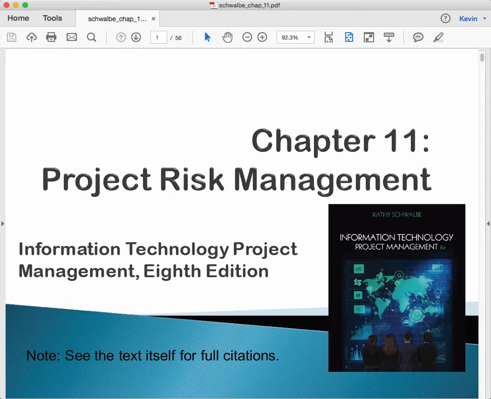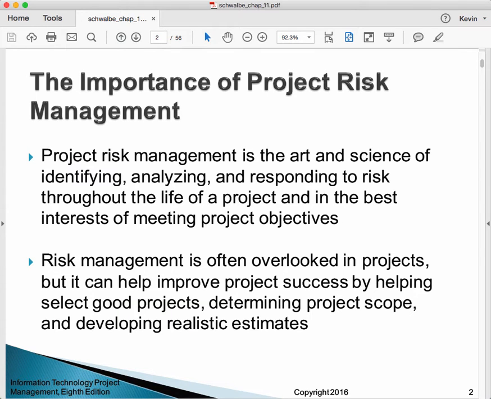So, we're here to talk about risk. Project risk management is the art and science of identifying, analyzing, and responding to risk throughout the life of a project and in the best interest of meeting project objectives. Risk management is often overlooked in projects, but it can help improve project success by helping select good projects, determining project scope, and developing realistic estimates.